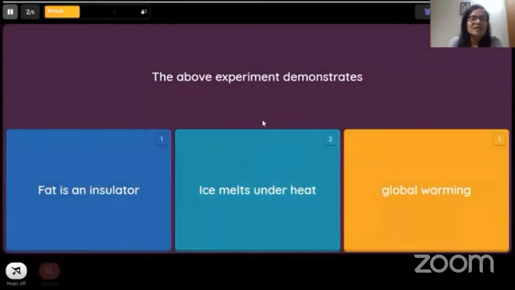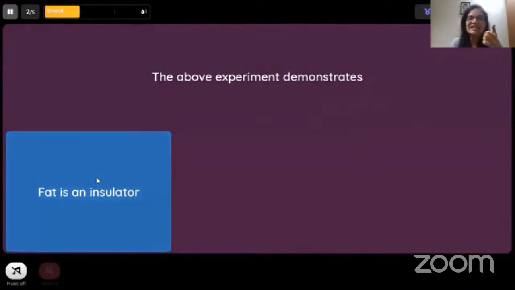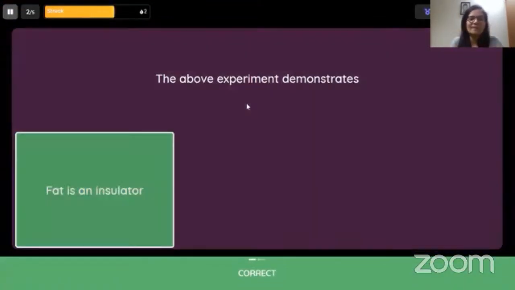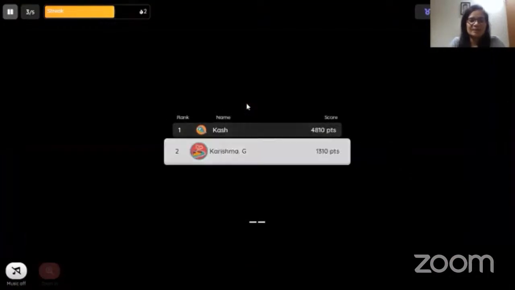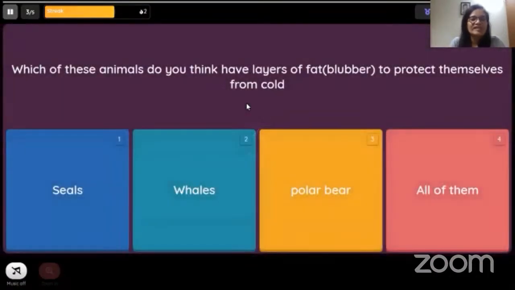The above experiment demonstrates global warming. No, global warming is not being demonstrated. Ice melts under heat. Ice does melt under heat, but that's not what we were demonstrating. Fat is an insulator. That's what we were demonstrating. The fat of the cream did not allow the heat from the hand to pass on to the ice and we did not feel cold. Remember? So fat is an insulator. Good job.